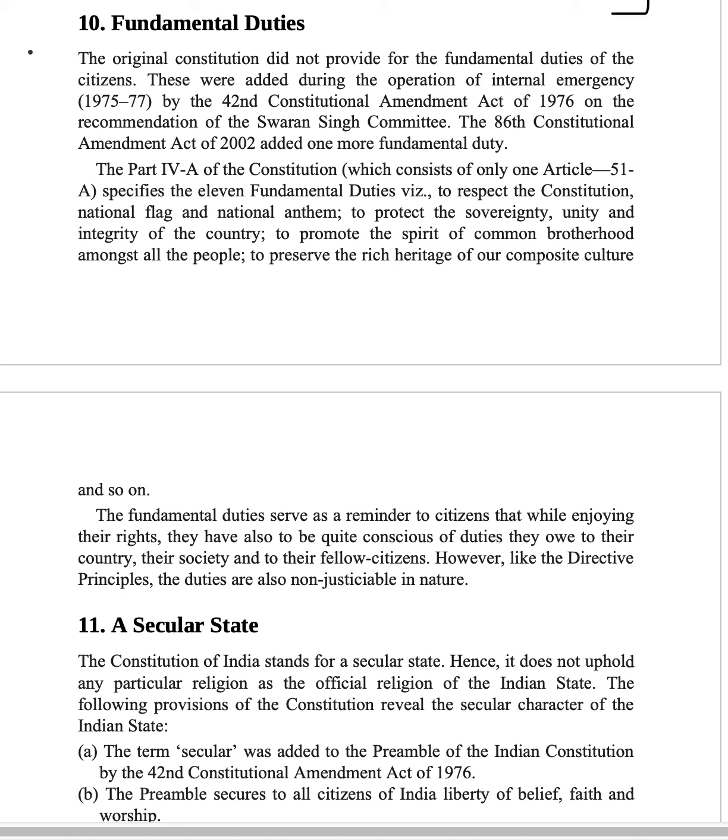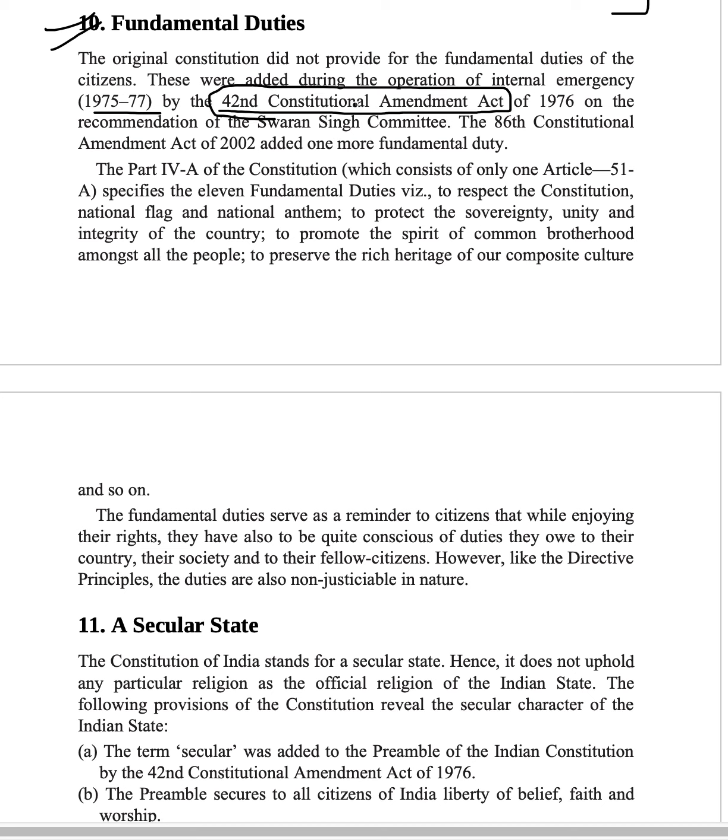Let's continue our discussion of chapter 3. Now we will continue the next topic, fundamental duties. So the original constitution did not provide for the fundamental duties of the citizens. These were added during the operation of the internal emergency 1975 to 77 by the 42nd Constitutional Amendment Act.